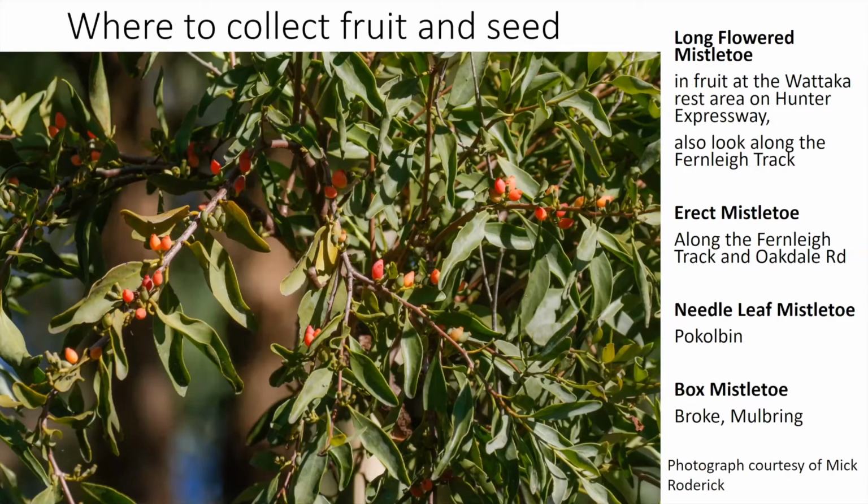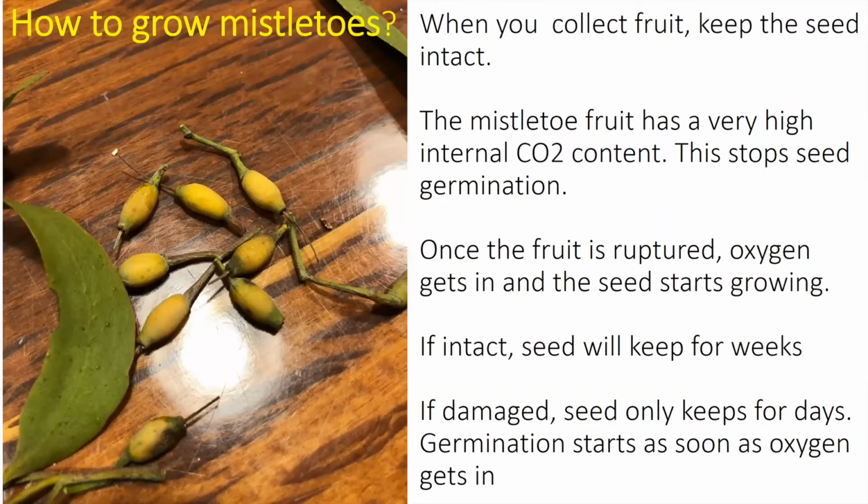Now, if you want to grow mistletoes, you've got to collect seed. But what are the considerations? Well, the first thing, when you collect the seed, try to keep the fruit intact. You can see the fruit there. Those fruit, it's been found, have a really high concentration of carbon dioxide inside. The moment you rupture the fruit, and if you broke the stalk off, you've ruptured the fruit, the carbon dioxide leaks out, oxygen gets in, and the seeds start germinating. So try and keep the fruit intact like that, and it'll keep for weeks. You rupture it, it's only going to keep for days or a week at the most.